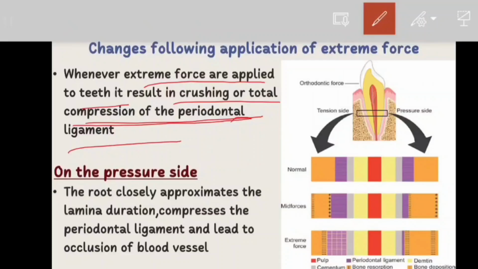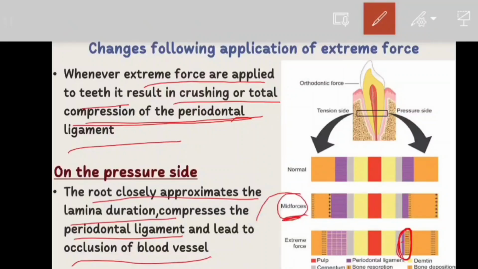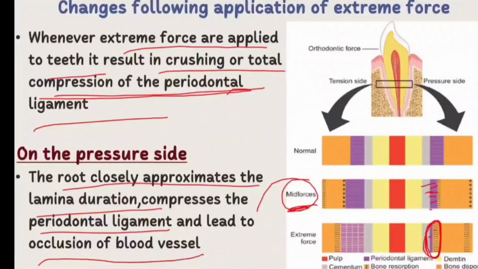On the pressure side, the root closely approximates the lamina dura, compresses the periodontal ligament and leads to occlusion of the blood vessels. Okay. So in the diagram you can clearly see how it is totally compressed. On the pressure side, the periodontal ligament is totally compressed as compared to mild force, where it is less compressed. Okay. So this is on the pressure side when heavy force is applied.